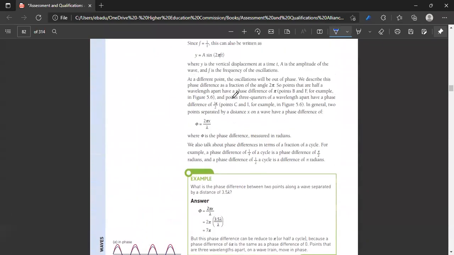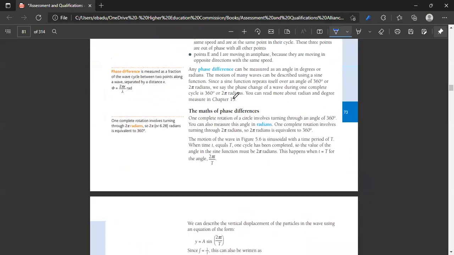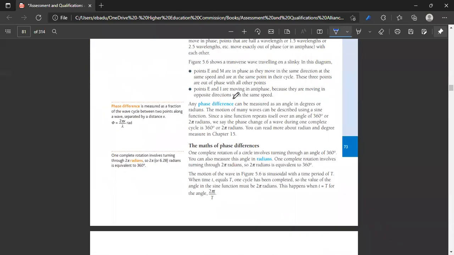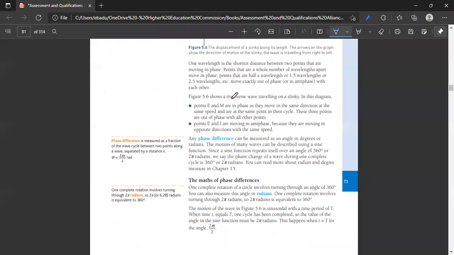Now, what's a phase difference? Isn't it just the difference between two points on the spectrum? Exactly. But how do we define a phase difference? Isn't it through radians? Yes. The phase difference is calculated using this formula. It's said to be 2 pi x divided by lambda. Okay.